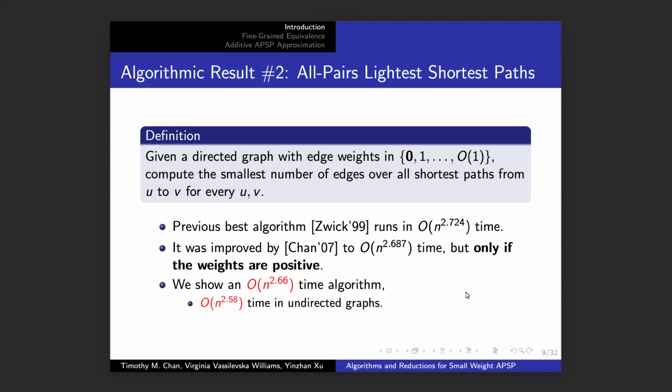We show an O(n^2.66) time algorithm for this problem. This does not only improve Chen's algorithm, but also allows 0 edge weights. When the graph is undirected, we can further improve the running time to O(n^2.58) time.